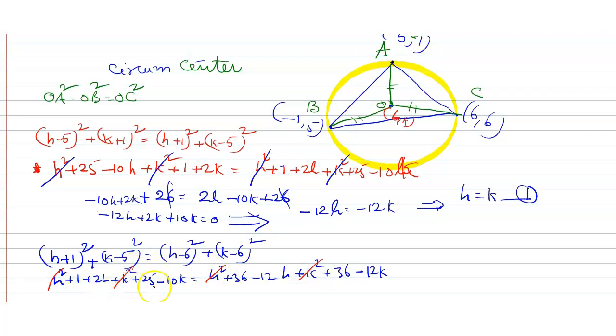And 1 plus 25, 26 here. Here 36 plus 36, 72. 2h here, 2h minus 12h. If it comes here, plus 12h, right? 12h plus 2h, 14h. Plus h is over. Now, okay, minus 10k, minus 12k. If it comes here, plus 12, 12 minus 10, 2k, plus 26 equal to 72.